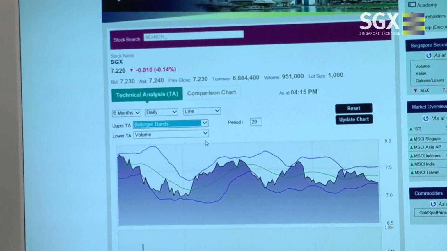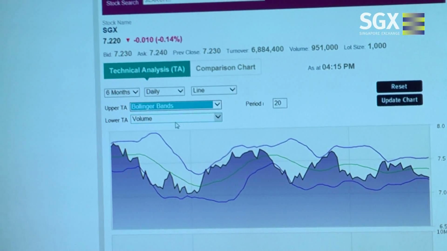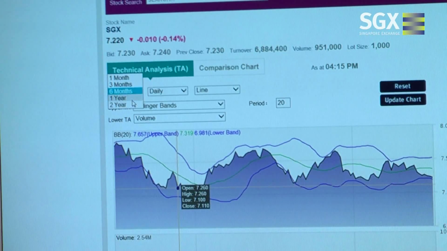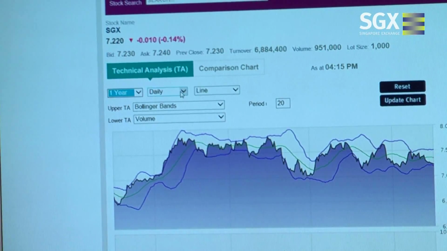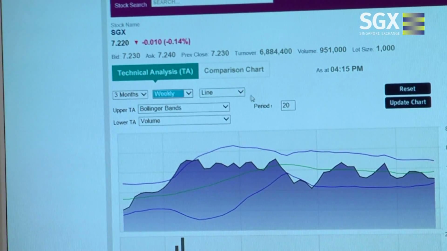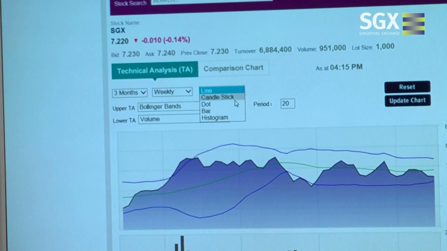Right, I see. It says 6 months at the moment, but presumably you can also change it to much longer time durations. Definitely. Let's say you want to go by 1 year or 2 years. You can go in terms of weekly instead of daily. And of course, instead of a line chart, you can go to charts like candlesticks, and so on and so forth.